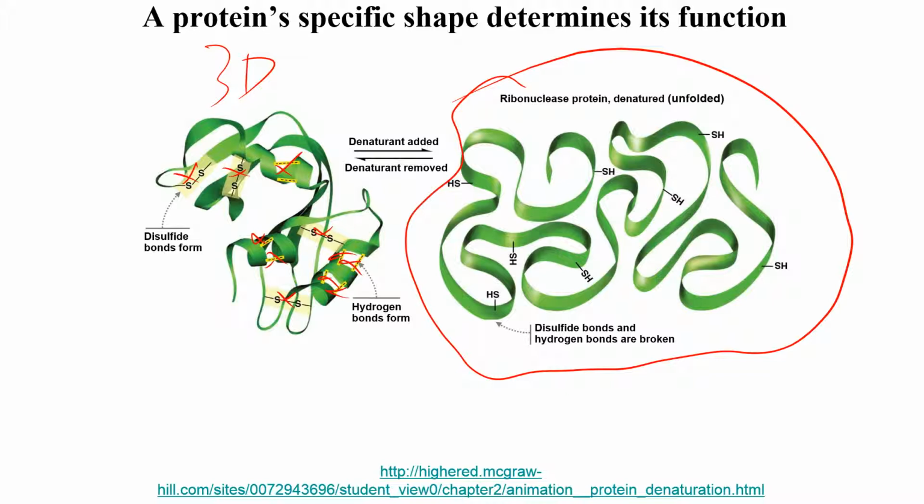Recall that proteins have different functions. Well, the function of that protein is completely reliant on the shape of that protein. And the shape of that protein is reliant on the interactions between R groups that hold that protein together.